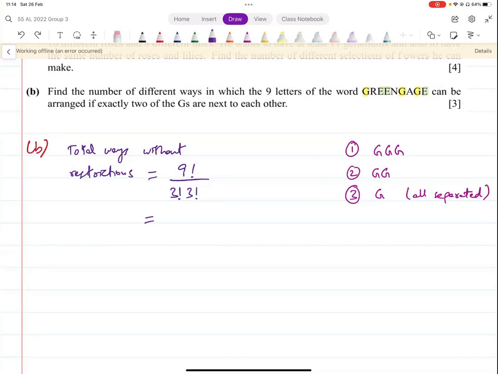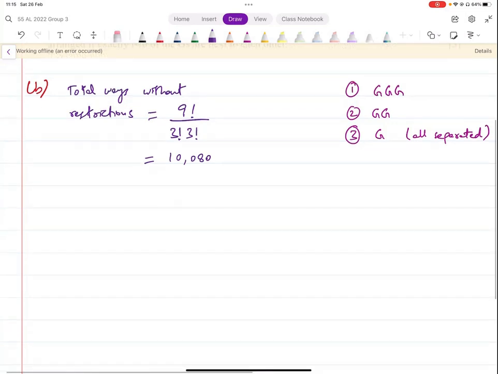10,080. Okay, so that's 10,080. Now we have the case where the three G's are together.